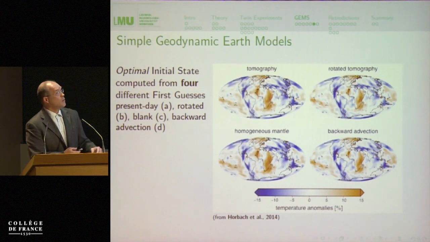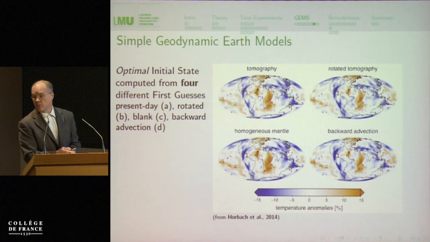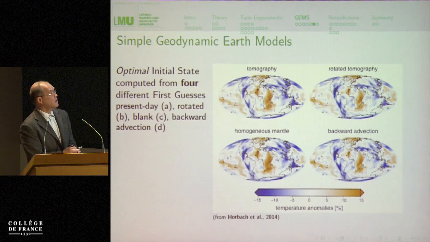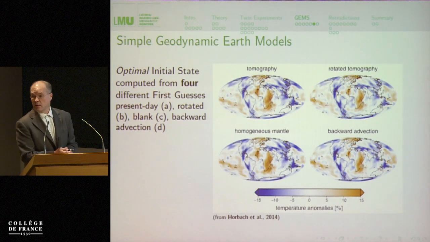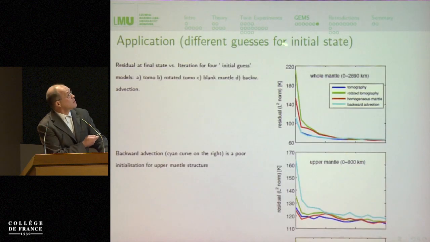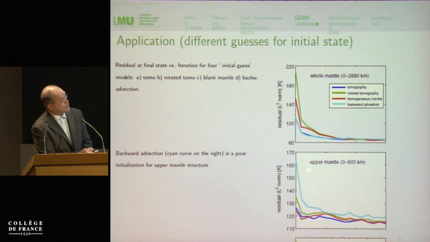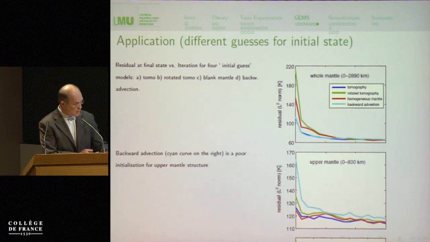No matter what you do, this is the reconstructed final state for all these different first guesses, and I leave it to you to decide that they're basically largely identical. No matter what I did in the first place, I always end up with the same final condition. This is again plotting the errors as a function of adjoint iterations, for the whole mantle but also for the upper mantle. The main thing to point out is that with the backward advection, you incur significant errors in the upper mantle.